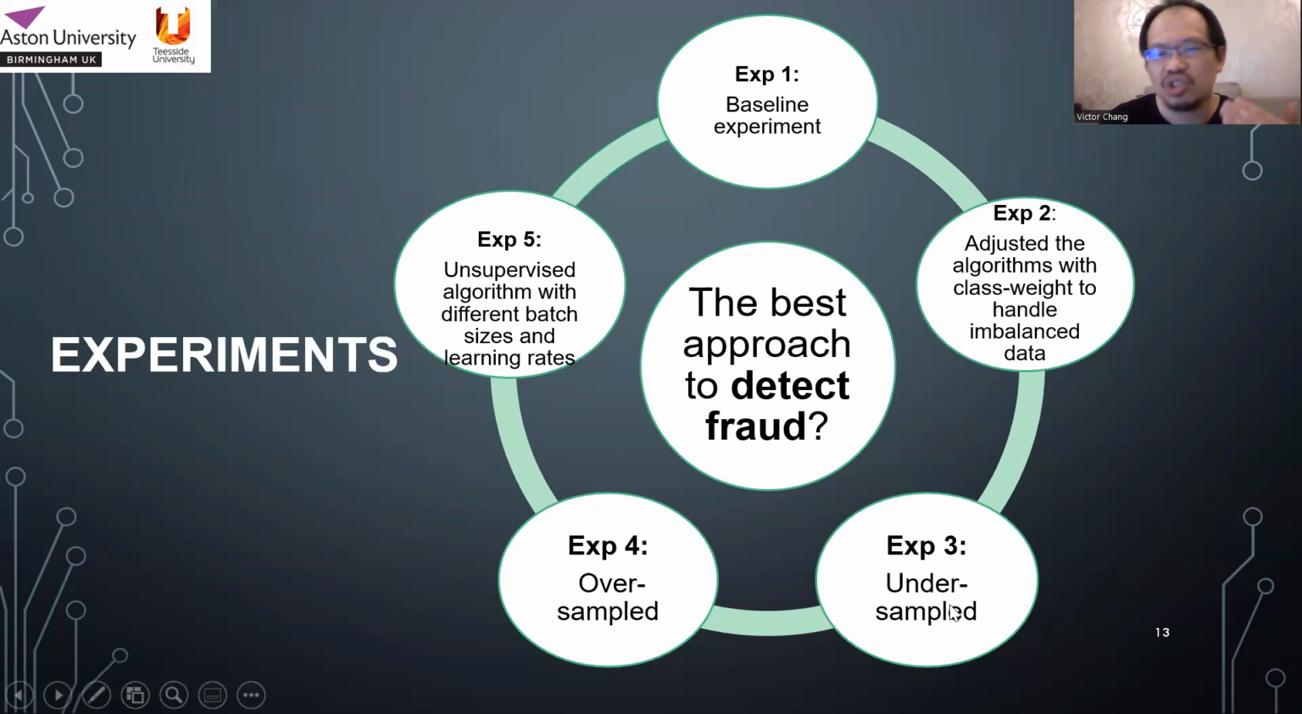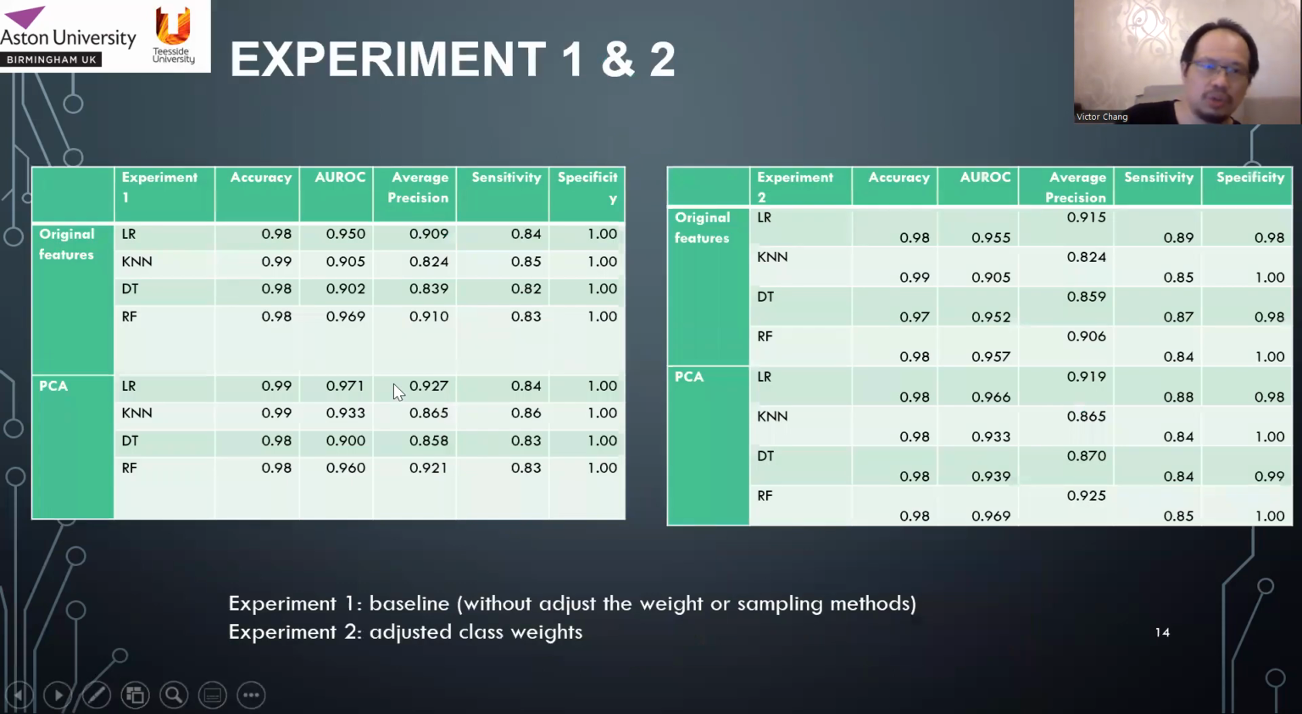Experiment 3, we undersample. Experiment 4, we oversample. Experiment 5, we use the unsupervised algorithm with different batch sizes and also learning rates. Then we are going to just present the result. In our paper, we do explain the background theories and also the meanings.